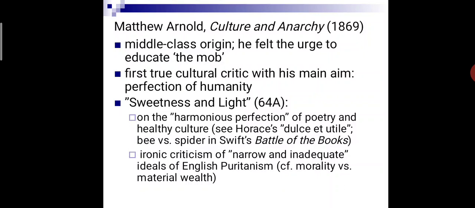See the example of Horace's dulce et utile, the bee versus the spider in Swift's Battle of the Books. It is an ironic criticism of narrow and inadequate ideals of English Puritanism, for example, morality versus material wealth. We can see Culture and Anarchy in the context of the ironic criticism of narrow and inadequate ideals of English Puritanism.